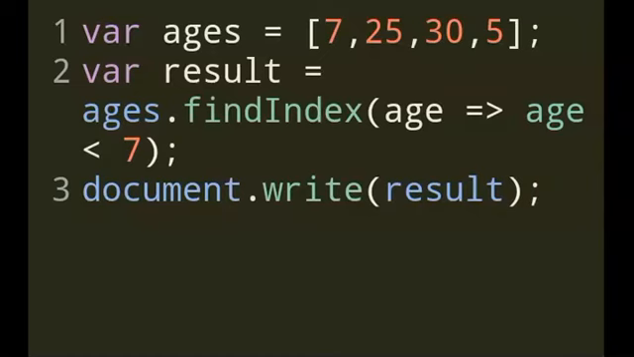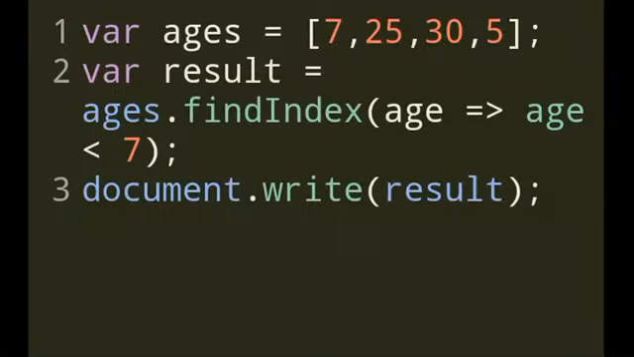So ages.findIndex, age, arrow, age less than 7. That's a condition. So age less than 7 is which one? 5. So index is 3. 0, 1, 2, 3. The last element has index 3.